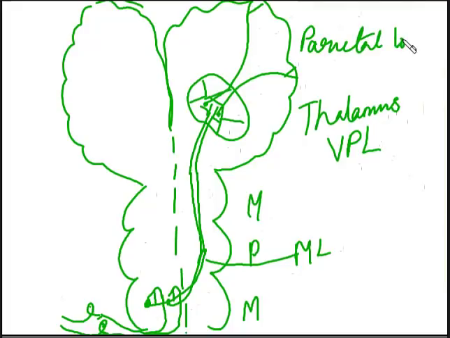You'll have many fibers which are starting, and they all go out like this to the parietal lobe. This area which they are passing through, this area in the cerebral hemisphere, is known as the internal capsule.